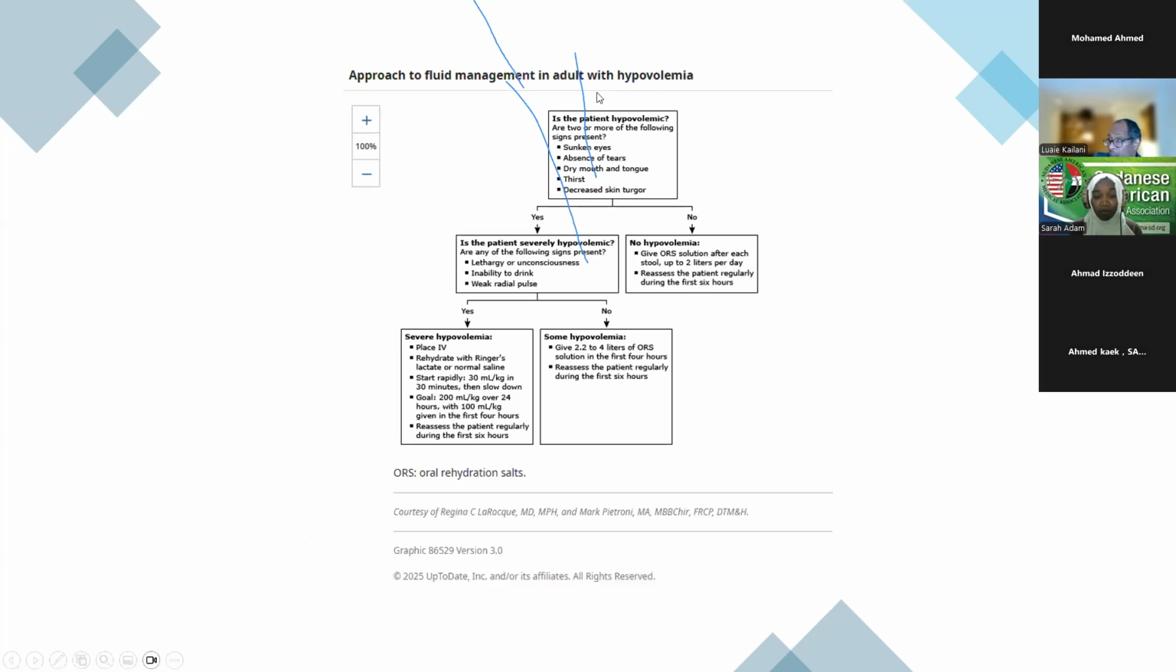This is the approach to fluid management in adults with hypovolemia. If the patient has no hypovolemia, ORS, and then you reassess. And if they have severe hypovolemia, you go with IV fluid. You give the majority starting there. You want to give over 24 hours, but you have to give the 30 ml per kg bolus over 30 minutes, and then you relax a little bit, and then you do the rest over 4 hours. And then you reassess the patient continuously.